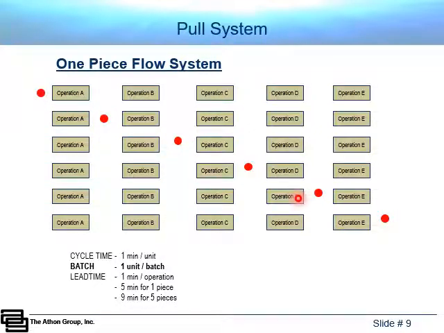In this case, it's still the same cycle time, 1 unit, 1 minute, 1 unit, 1 minute, 1 unit, and so forth. However, it takes only 5 minutes for a unit to get all the way through the process, assuming no WIP in between the stations, and as soon as they're finished, the next one picks it up. And 9 minutes for 5 pieces. So you notice, even though the cycle time required to complete that part was the same, the lead time was dramatically less.